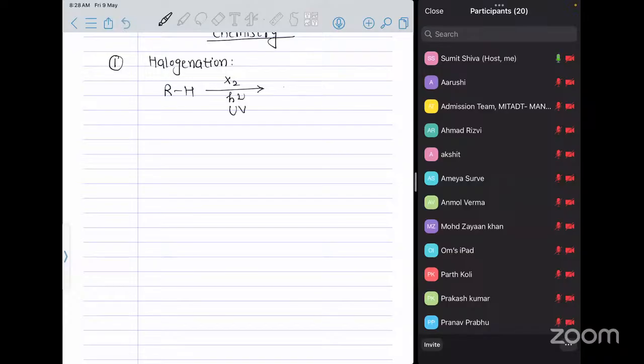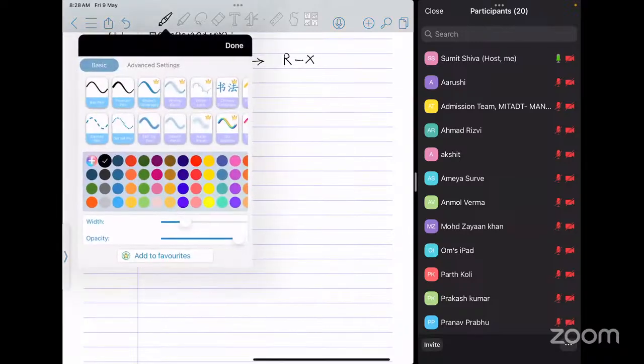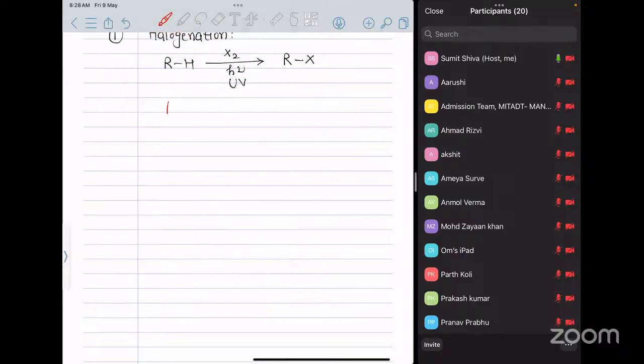So what will happen in the reaction? H atom will be replaced by halogen atom X. The reaction goes like R-H plus halogen X-X, with ultraviolet radiation or sunlight. HX will come out of the reaction as a byproduct, and we are left with RX plus HX. RX is known as alkyl halide. Are you getting it? RX is alkyl halide.